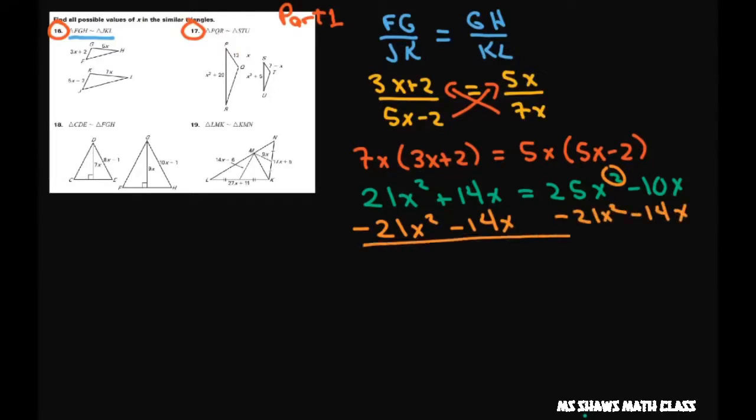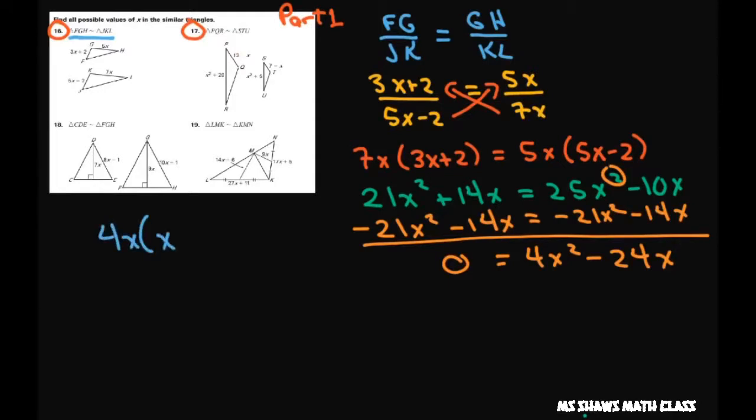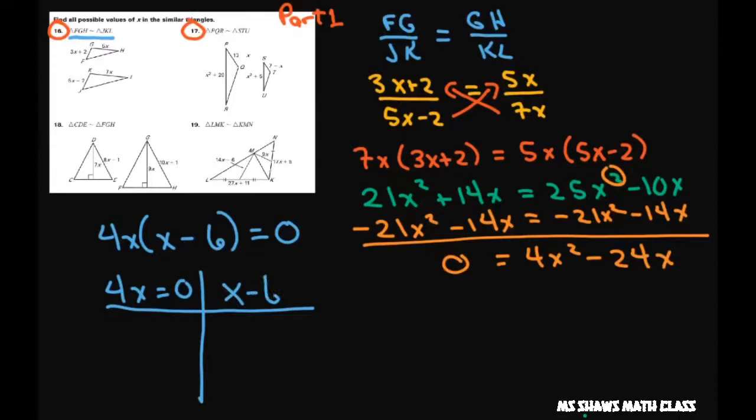because I want to set this to 0, and you get 4x squared minus 24x. Now we can factor out 4x, and then we have x minus 6 equals 0. So separating this out, we have 4x can be 0, and then x minus 6 is 0. In this case, x would equal 0. In this case, x equals 6.